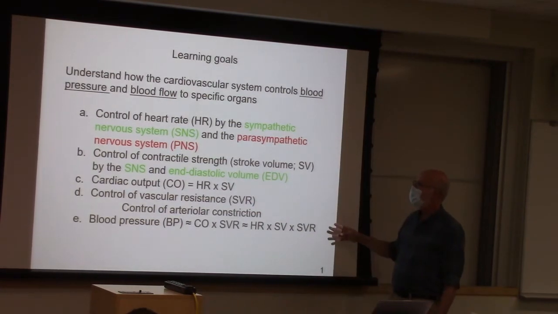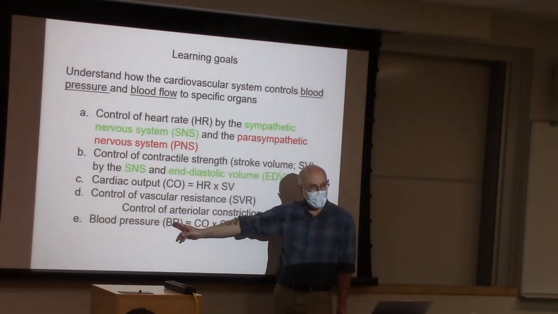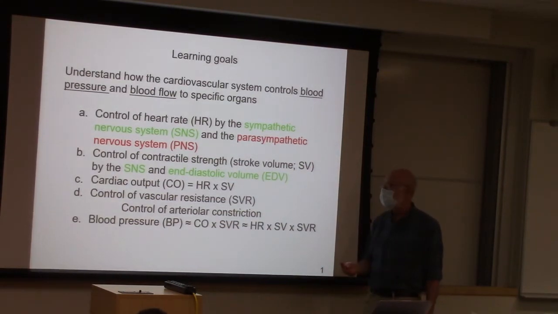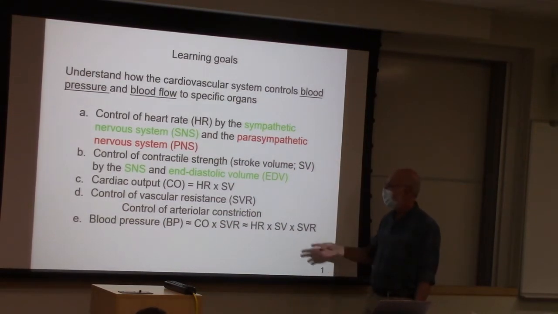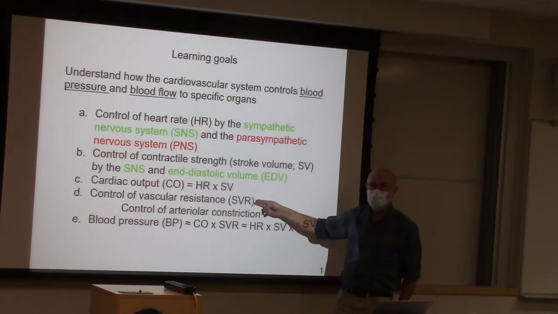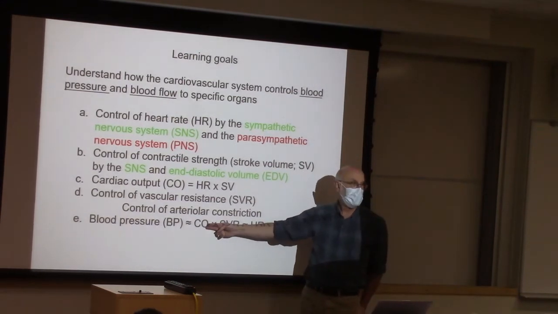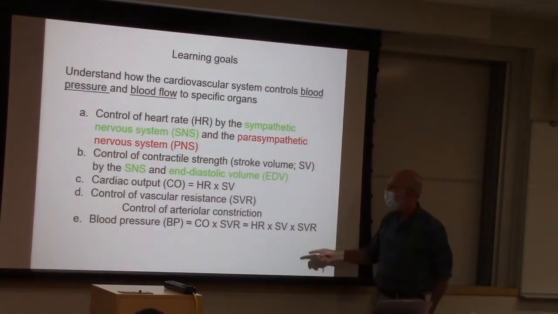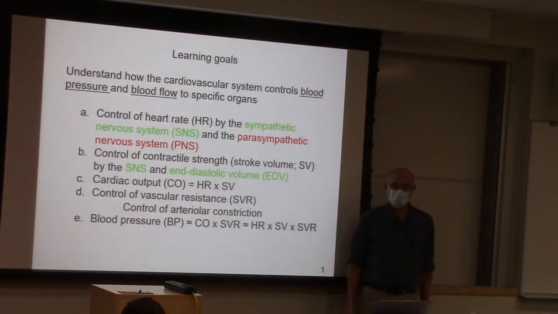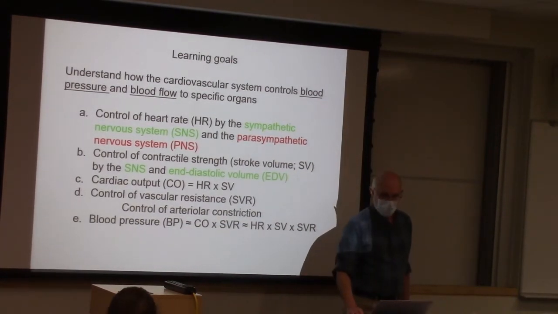And then finally, we're going to get to the concept of blood pressure, how the heart and the vascular system generates pressure, and we'll get another equation related to how resistance of the vessels and output of the heart generates a pressure. That's where we're going today.